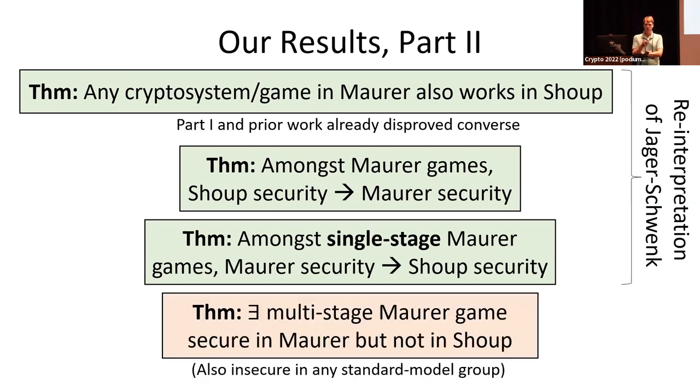And then we complement this with a counterexample showing that in the multi-stage setting, if you consider security against Maurer-type adversaries, you can prove things secure that shouldn't be secure. So we give a deterministic encryption scheme that's insecure in the standard model and insecure in Shoup's model, but that you could somehow prove secure in Maurer's model.